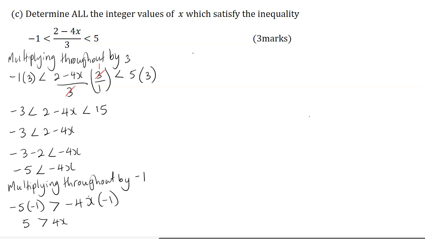So I will write here 5 is greater than 4x and divide by 4. So we could say here that 1 and a quarter is greater than x. So that's the first solution here to the simple inequality. Let's deal with the other simple inequality here. We have 2 minus 4x is less than 15.